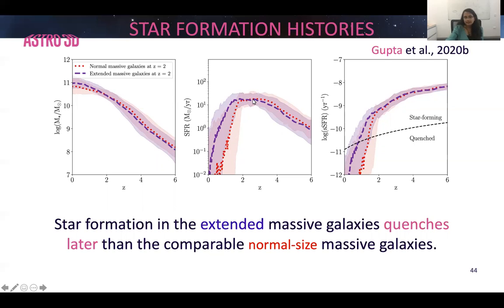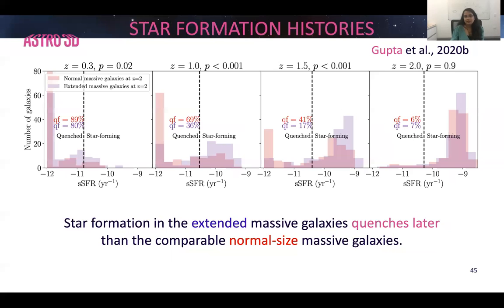You can see that as soon as we go beyond redshift of 2, where we select these normal size massive galaxies, a lot of them start quenching. We see a sharp decline in their star formation rate. Whereas for the extended massive galaxies, we see that their star formation rate continues for a while before declining. And this effect becomes more prominent when we just try to estimate the quenched fraction.